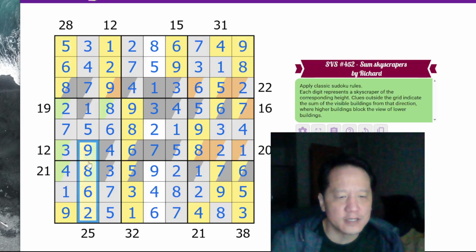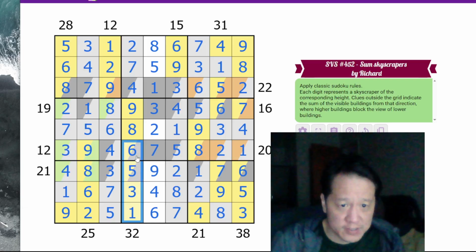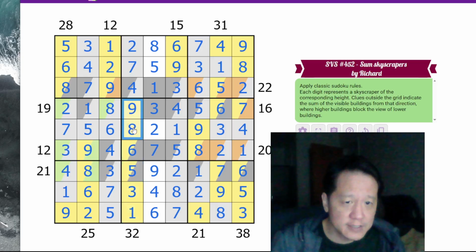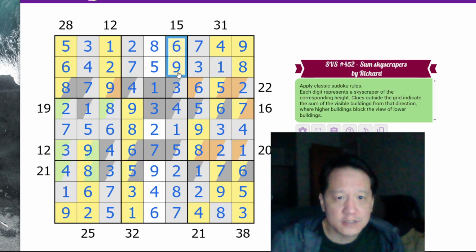2, 6, 8, and 9 add up to 25. 1, 2, and 9 adds up to 12. 1, 3, 5, 6 is 15. Plus 8 and 9, 17 is 32. 6 and 9 add up to 15. 4, 8, and 9 add up to 21. 4, 5, 6, 7, 9 adds up to 31. 3, 5, 6, 7, 8, 9 adds up to 38.